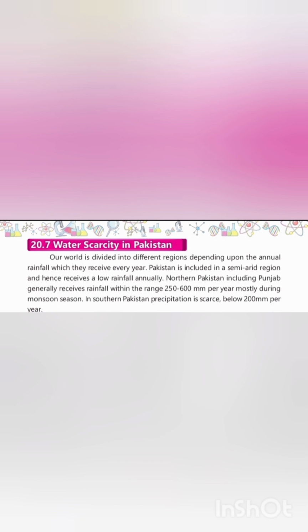Regional rainfall variation. Northern Pakistan, including Punjab, generally receives a modest amount of rainfall ranging between 250 to 600 mm per year, which falls mostly during the monsoon season. Southern Punjab. Precipitation is highly scarce here, falling below 200 mm per year.